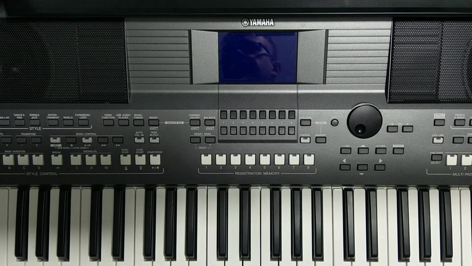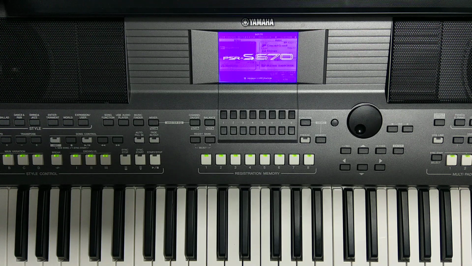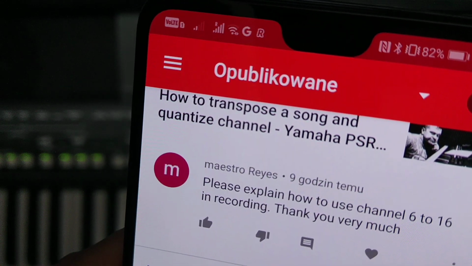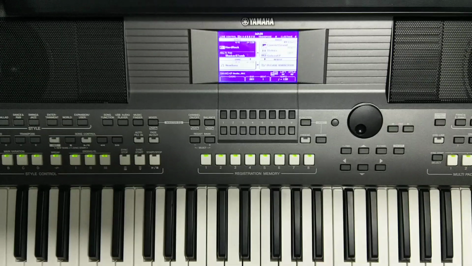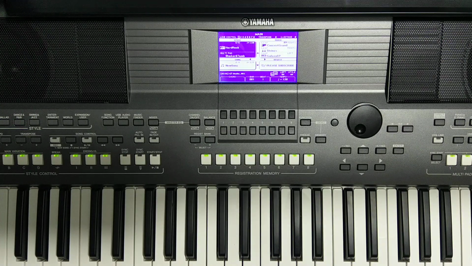Alright, so we are in our super steady mode. I will turn on the machine. The system is loading, and let me look at the comments. The guy again with the name Maestro Ries, very nice, who asked: please explain to me how to use channels 6 to 16 in recording. Thank you very much.